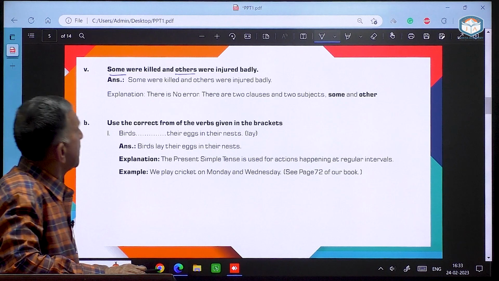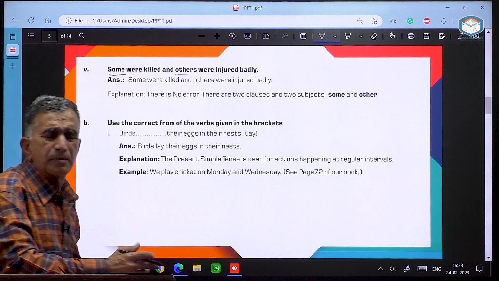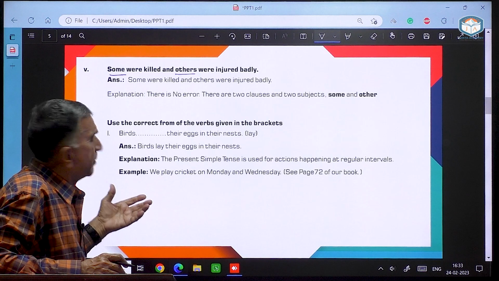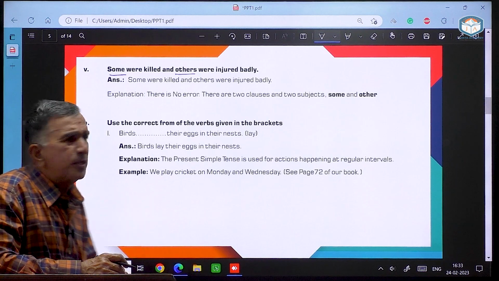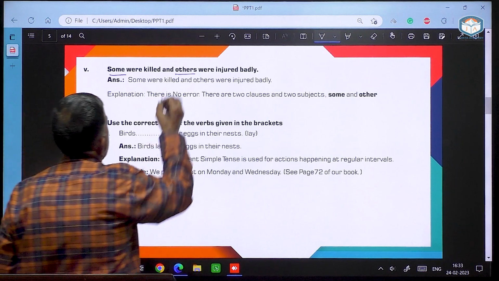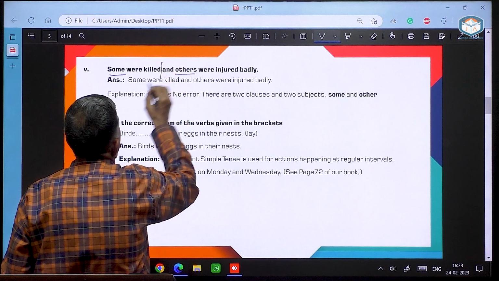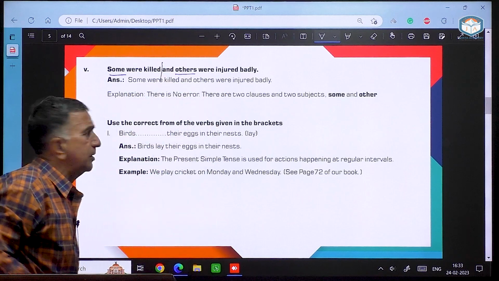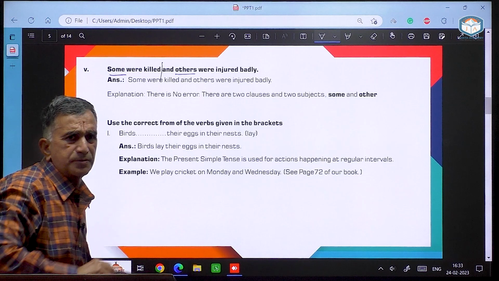Some were killed and others were injured badly. There is no error in this sentence because they are 2 independent clauses. One clause and second clause, and they are the subjects.